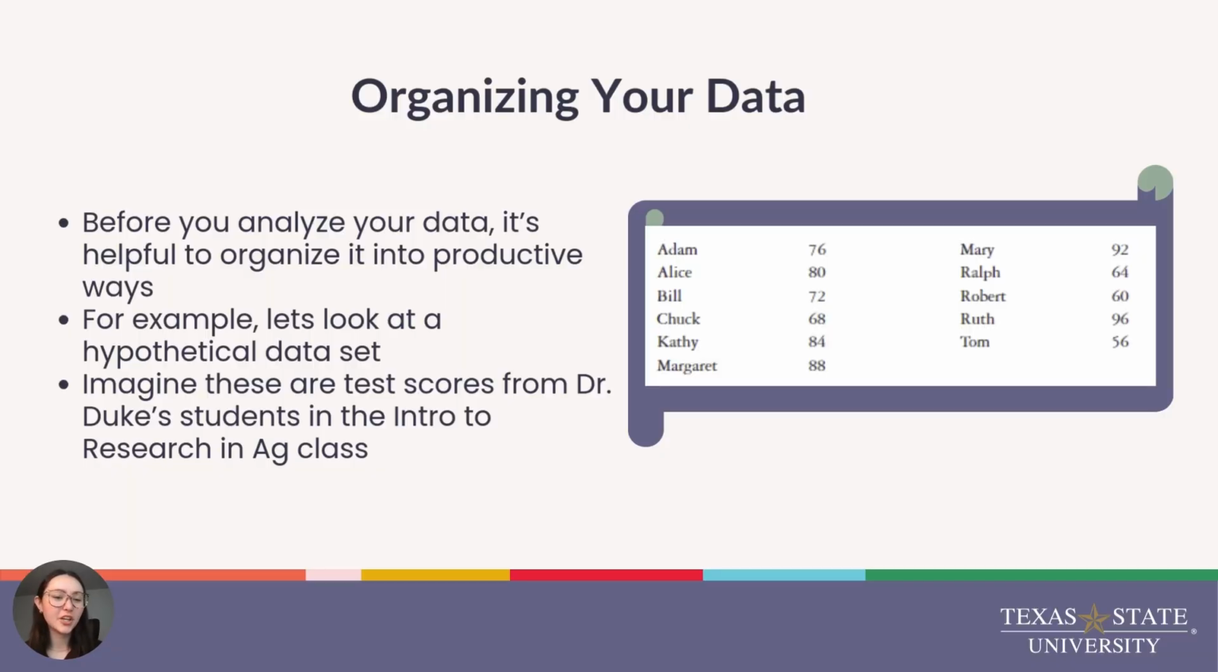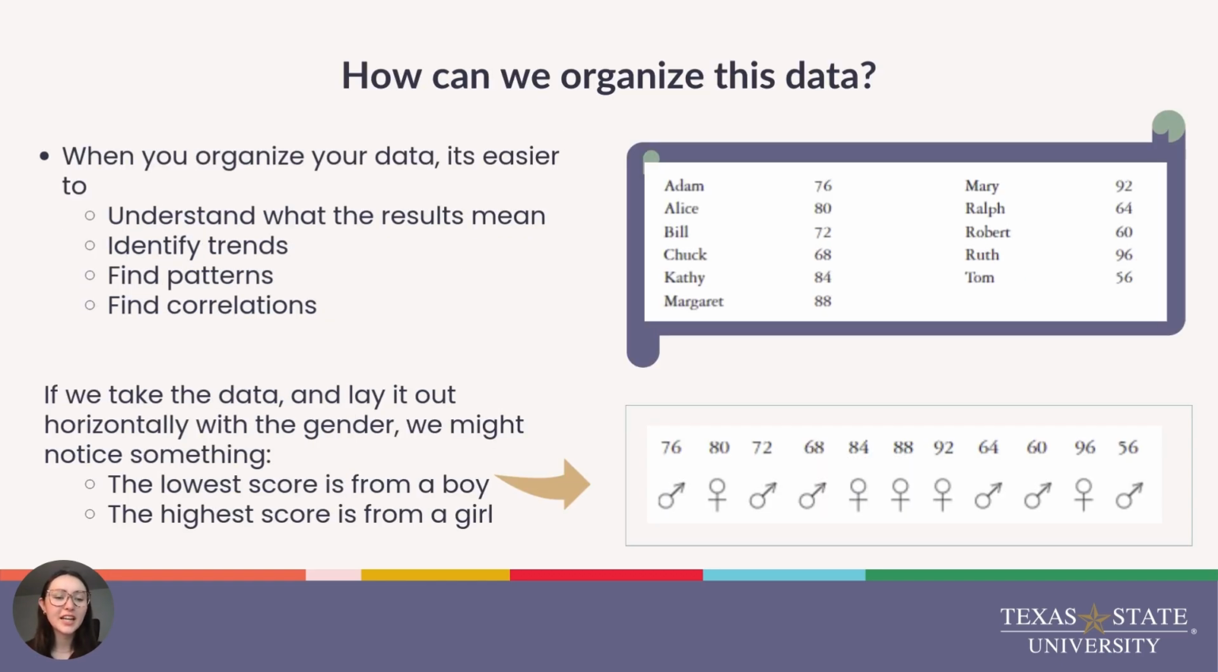So, it's very important to know how to organize your data. Before you analyze it, it's helpful to organize it into productive ways. For example, let's look at this hypothetical data set. Imagine these are test scores from Dr. Duke's students in the Intro to Research and Ag class. These names are organized in alphabetical order with their test scores right next to them, easy to analyze. When you organize your data, it's easy to understand what the results mean, identify trends, find patterns, and correlations.